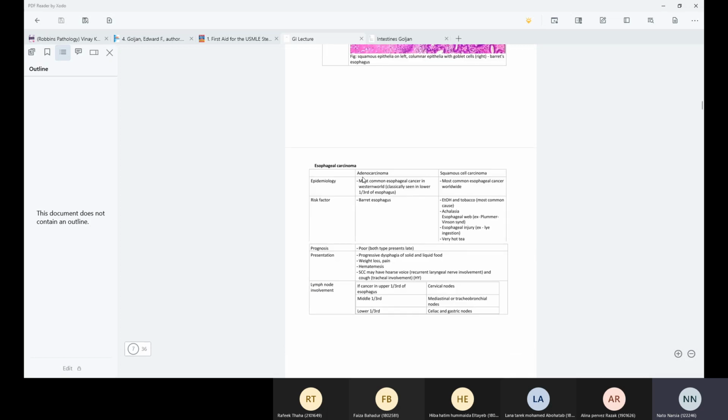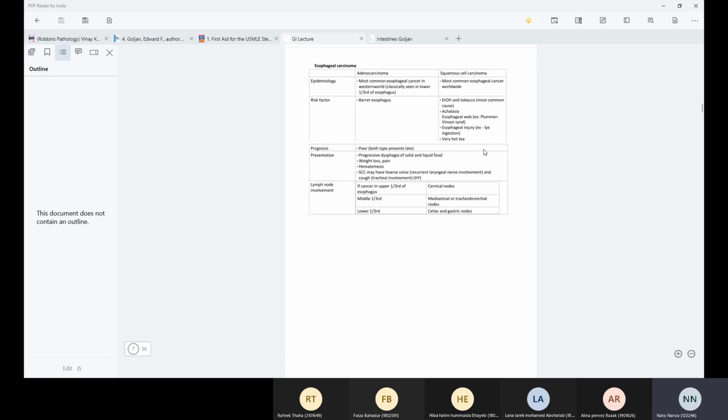So here comes adenocarcinoma and squamous cell carcinoma. You should know the epidemiology. In adenocarcinoma, adeno means glands, and most commonly it arises from Barrett's esophagus, which is the risk factor. But in squamous cell carcinoma in the upper part, you have different risks. And what is it? Web, do you remember? Esophageal web, that is Plummer-Vinson syndrome.